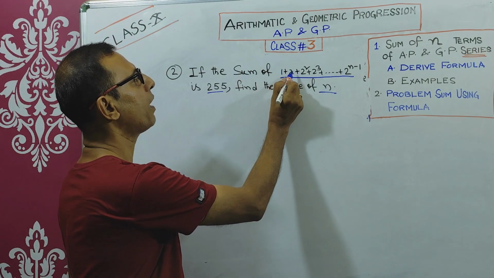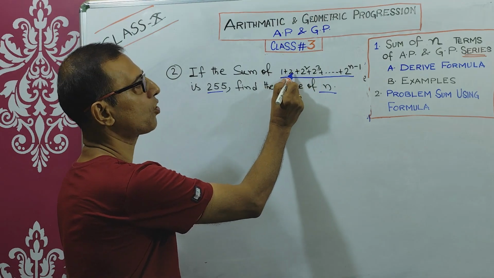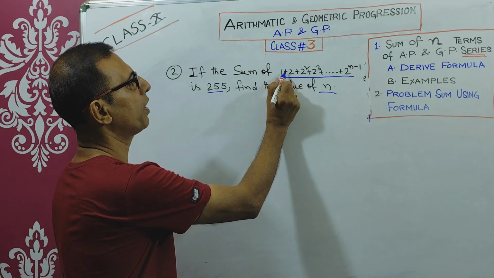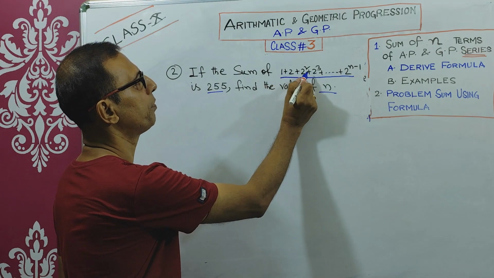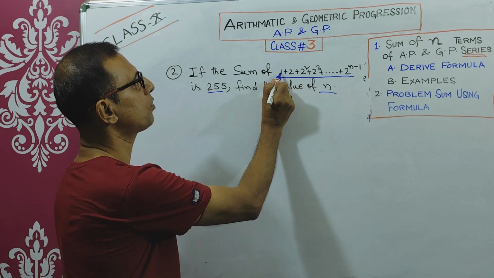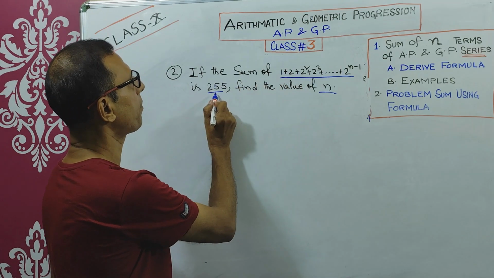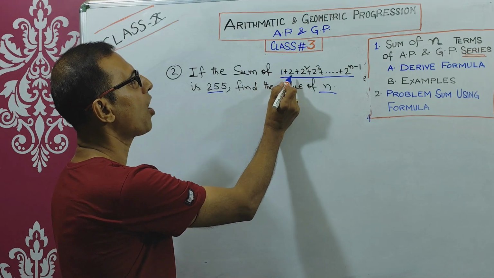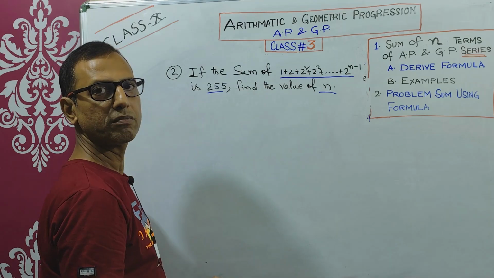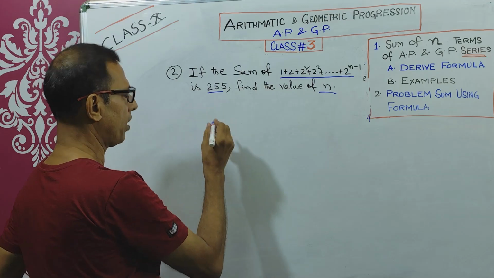So the sum of 1 plus 2 plus 2 square plus 2 cube is a GP series because the common ratio is 2. 2 by 1 is 2, 2 square by 2 is 2, 2 cube by 2 square is 2, right? So it's a GP series where the common ratio is 2. That means your first term is given, your common ratio is given, and the summation is given. You need to find for how many terms of this GP series the summation is 255, right? Very simple.